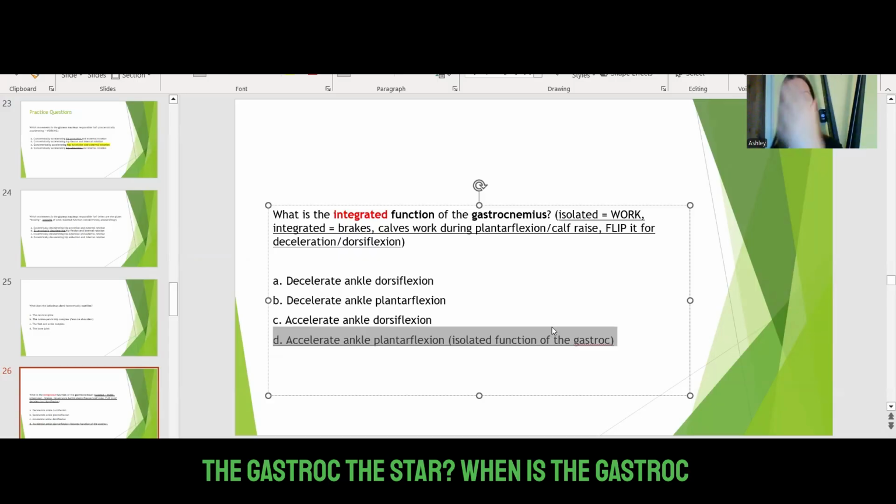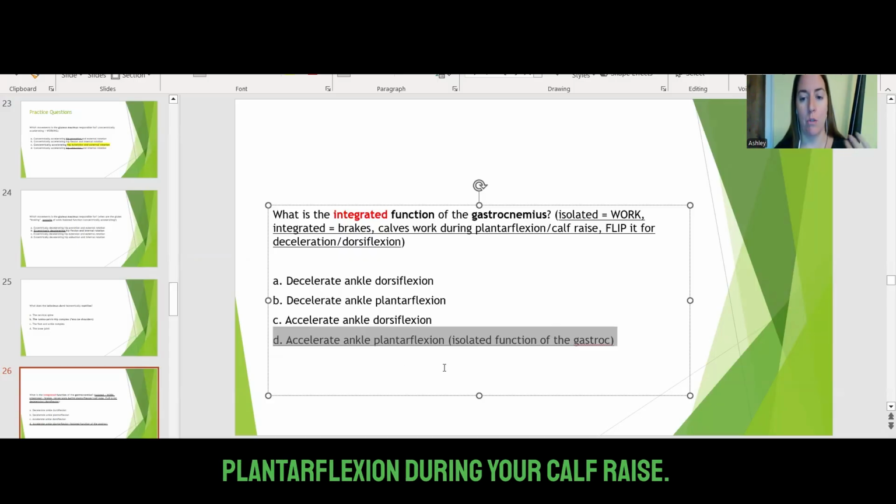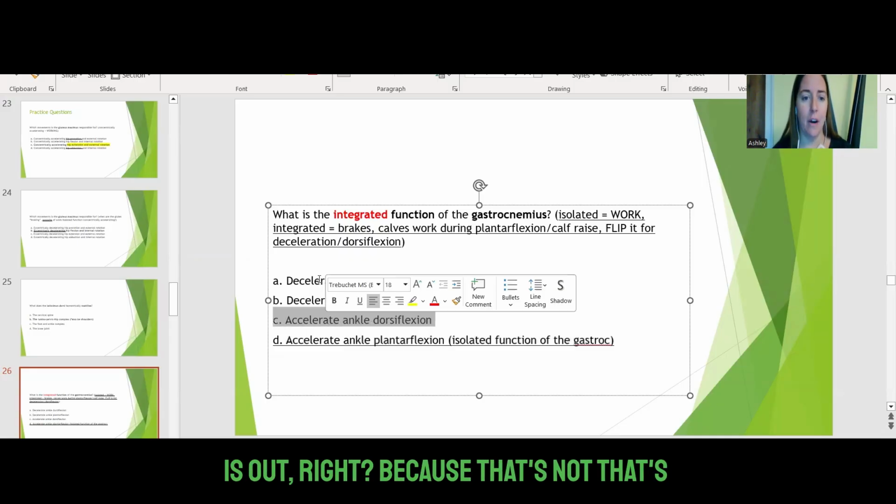When is the gastroc the star? When is the gastroc working? And that's going to be during plantar flexion, doing your calf raise. But that's not what they're asking. So C is out, right? Because that's not one of the options.